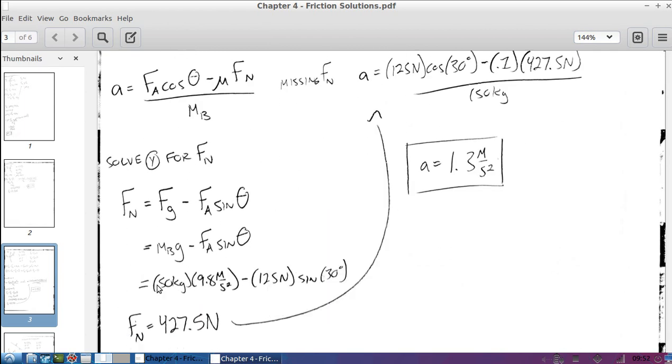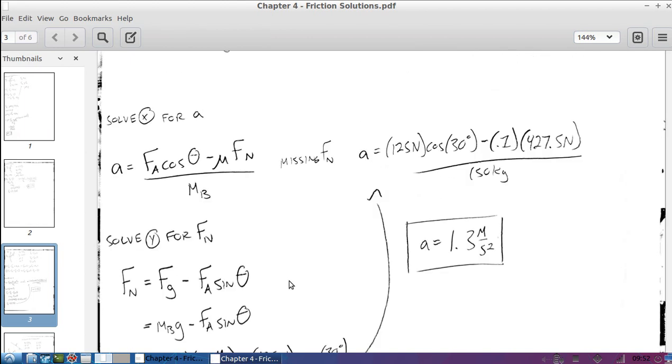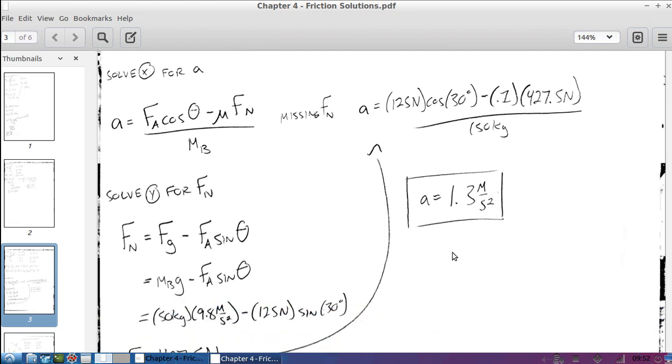So calculate it. Substitute our values: mass, g, F applied, theta. I get a normal force of 427.5 newtons. Now I've got everything I need to plug in here to solve for the acceleration: F applied, theta, mu, the normal force, mass of the box. I get a positive acceleration, so that's good, right? The applied force is overcoming the frictional force, so there's a net acceleration of 1.3 meters per second squared in the positive x direction. Okay.